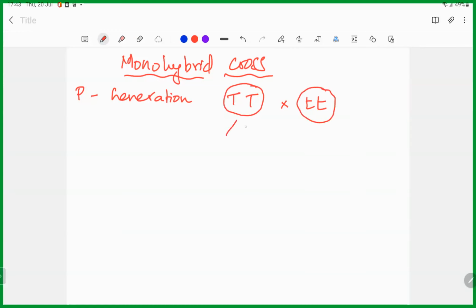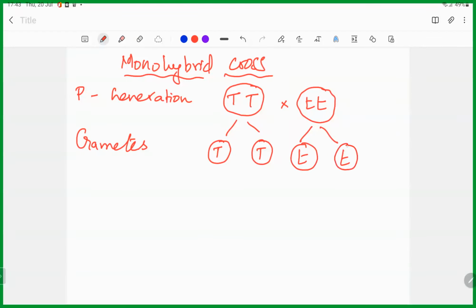And the second step is gamete formation. Like this only, the gametes will form. If you look at me, then only you can understand. Hari, can you able to do it? So the gametes are segregated now. And the F1 progeny forms.